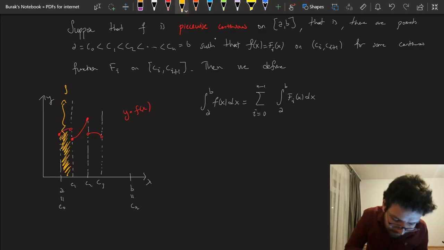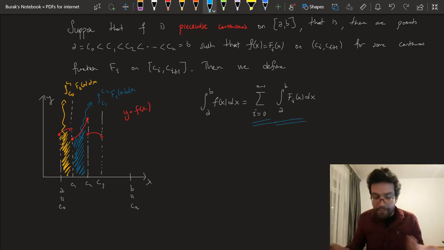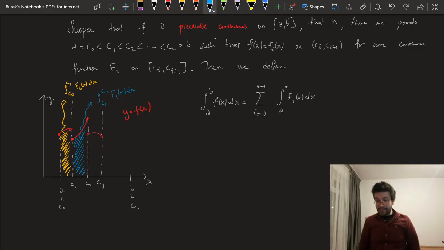Take the integral of that, and then for this one there is a corresponding f1, and take the integral of that from c1 to c2. Take the integral of that function, and take these integrals and add them up. Okay, so that's that. This is how we define the integral of piecewise continuous functions.